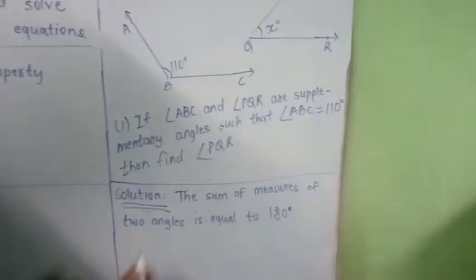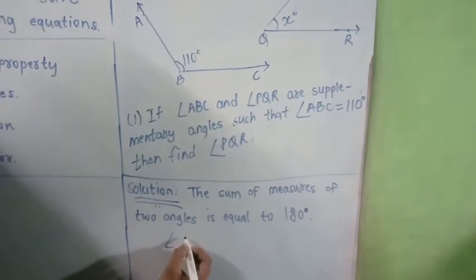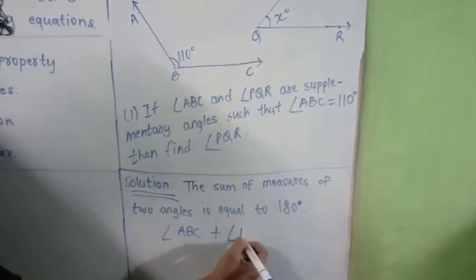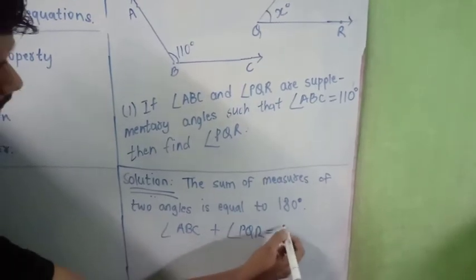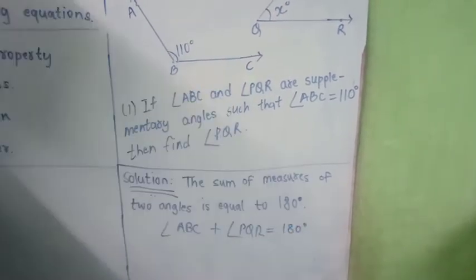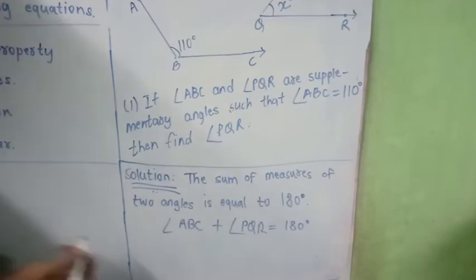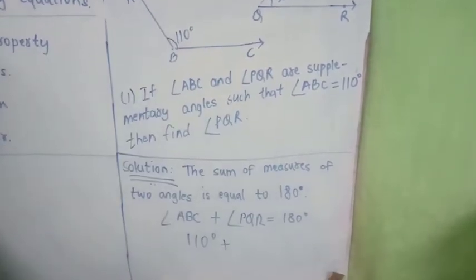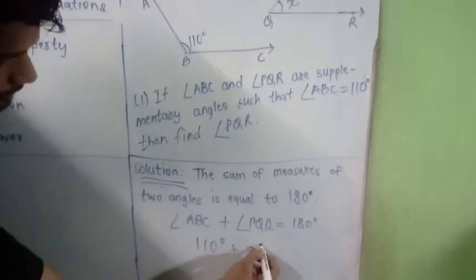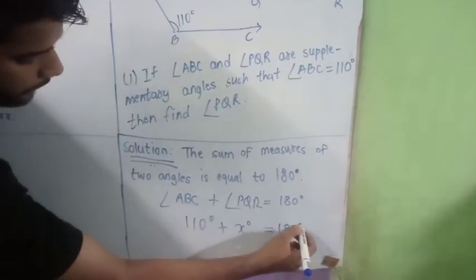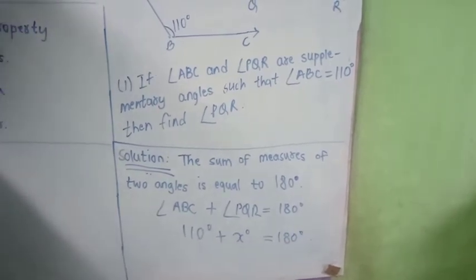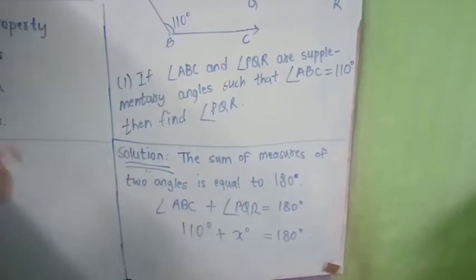Now what are the two angles given to me? One is angle ABC plus angle PQR, together equal to 180 degrees. Angle ABC is given as 110 degrees plus PQR, which I have to find out, so I have taken it as x, equals 180 degrees. Now obviously we know how to solve equations. We have done this multiple times in 6th grade as well as 7th grade.